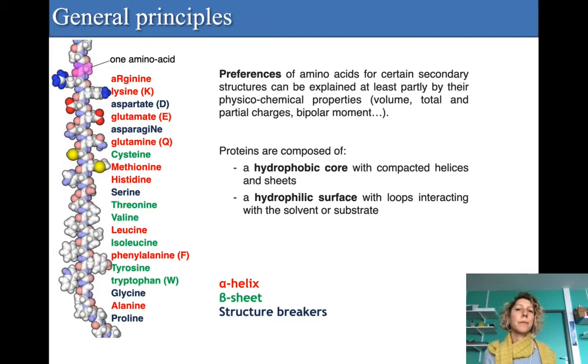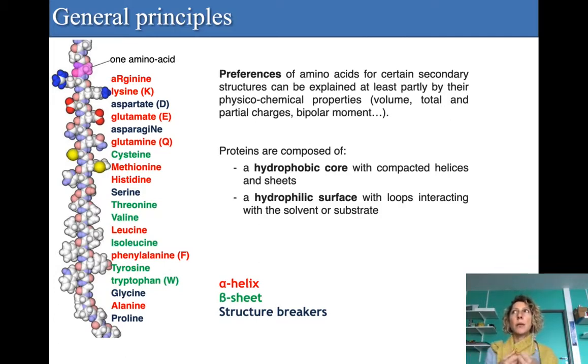So how do we define these preferences? Well, there can be reasons that come from the physical chemical properties: the volume, the total charge, the partial charges, the dipolar moments, things like this. Just to remind you, proteins are composed of a hydrophobic core, which is shielded from water by a hydrophilic surface. So there is always this interface with water, which has to be hydrophilic, and then the core is really hydrophobic.